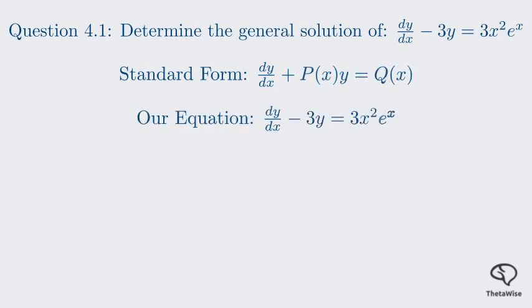Comparing our equation, dy/dx minus 3y equals 3x squared e to the x, we can see that P(x) is negative 3 and Q(x) is 3x squared e to the x. So it is indeed a first-order linear differential equation.